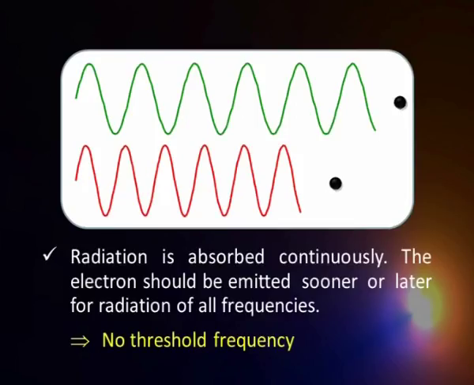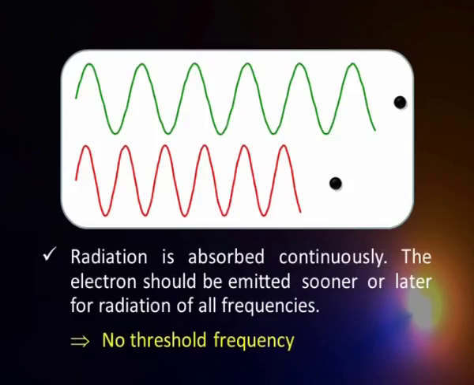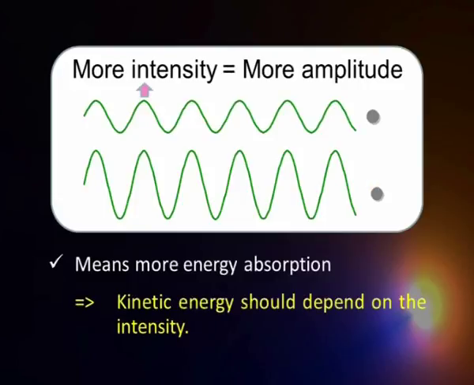That means the electron should come out irrespective of what is the wavelength or what is the frequency of radiation used for the purpose. That is the second prediction from our classical mechanics, again in contradiction with the experimental observation. Thirdly, if I increase the intensity, basically I am increasing the amplitude. A higher intensity radiation means that this radiation has got a higher amplitude.